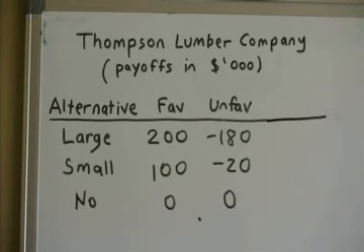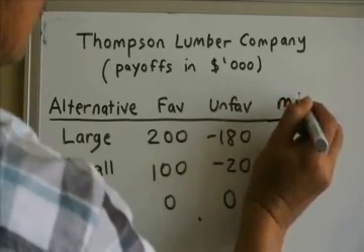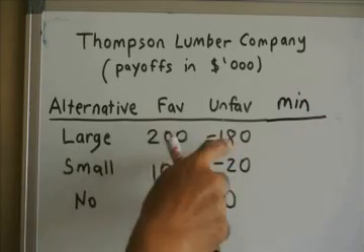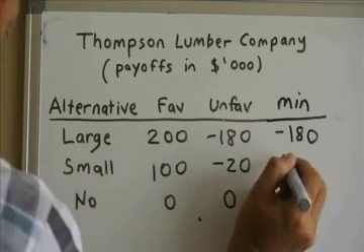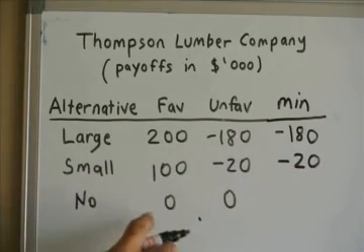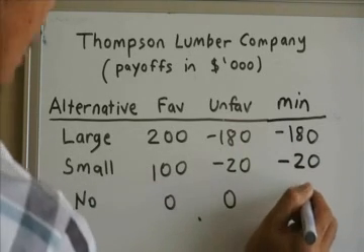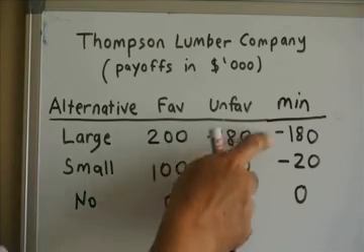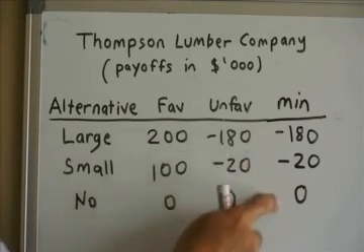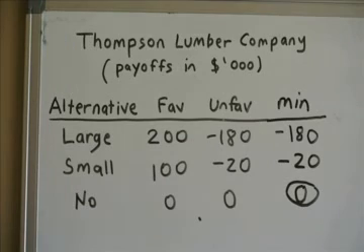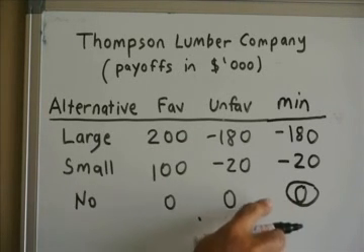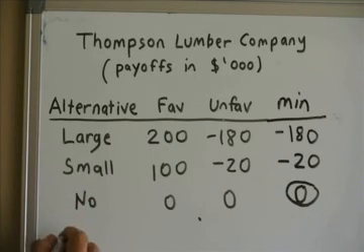Now we want to use the Maximin model, which stands for maximum of the minimum. For each alternative, we find the minimum value. For large plant, between 200 and negative 180, the minimum value is negative 180. For small plant, between 100 and negative 20, the minimum value is negative 20. For no plant, value is the same, 0. And out of the minimum, we find the maximum. So between these 3 values, the biggest is 0. Not negative 180. Negative 180 is the smallest because it is negative. So the decision according to Maximin model is do not build any plant.